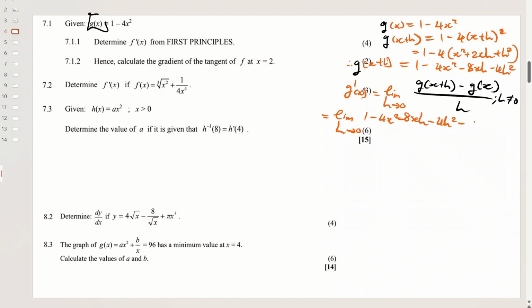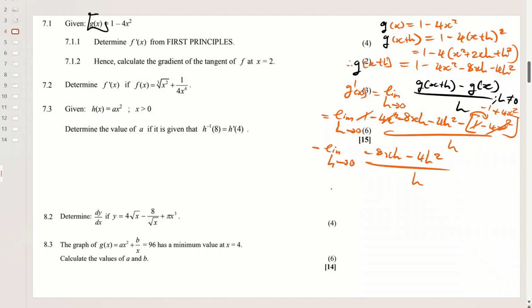Minus, protect the original function, which is 1 minus 4x squared, all over h. You need to distribute the negative sign, so you'll have minus 1 plus 4x squared. So this tells you the 1 and the negative 1 cancel, and the negative 4x squared and the positive 4x squared cancel. So now you just have the limit as h approaches 0 of the remaining part, which is negative 8xh minus 4h squared, everything divided by h.